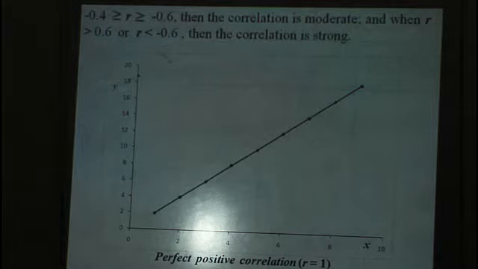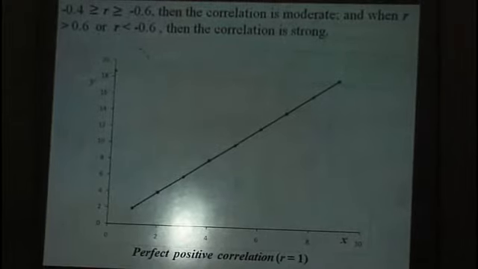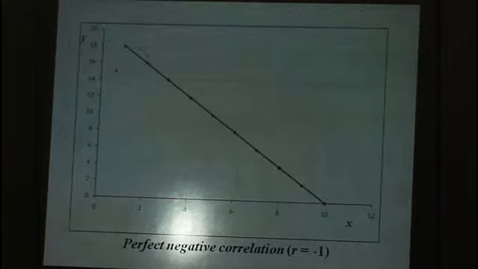Now the diagram below shows a perfect positive correlation. Then this diagram too shows a perfect negative correlation. You can see from the diagram that all the points are lying on the straight line, and it is in descendancy from the left to right on the diagram.